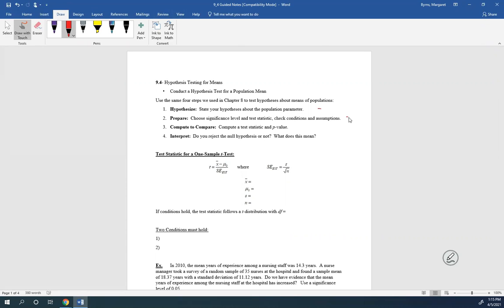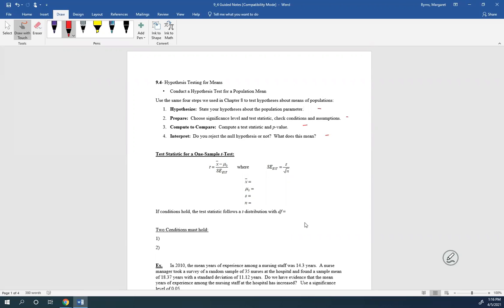Step 3 is to compute your test statistic and your p-value. Now, I have a formula here to calculate the test statistic. This time we're going to call it a t-test instead of a z-test, like we did back in chapter 8. You're not going to have to compute this by hand, however. I will give you the information either from a screenshot in StatCrunch if it's on a test, or you'll just use StatCrunch if it's in one of the homework questions. And then interpret. Decide based on that information, based on your t-test and the corresponding p-value, whether you're going to reject the null hypothesis or fail to reject it.